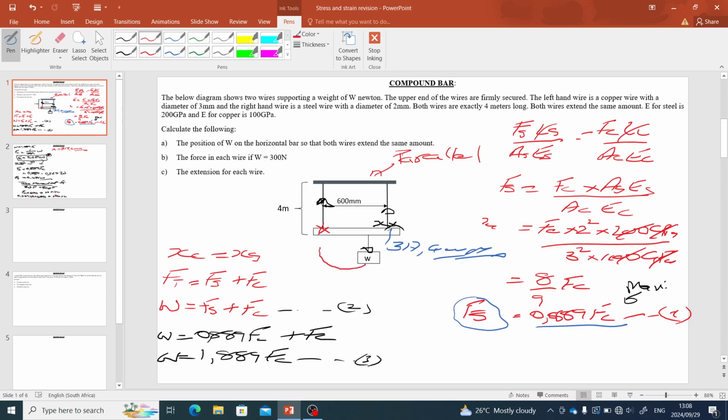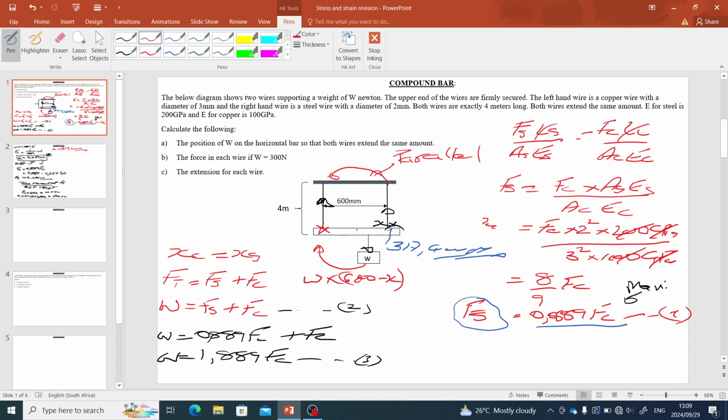This force here, its direction, it is what? It is clockwise. Then this force here on F, it is what? Anti-clockwise. Now let's establish the force multiplied by perpendicular distance there. It will be W multiplied by the distance from here to there. It will be 600 minus X. The distance from here to there, it will be the whole 600 minus X.